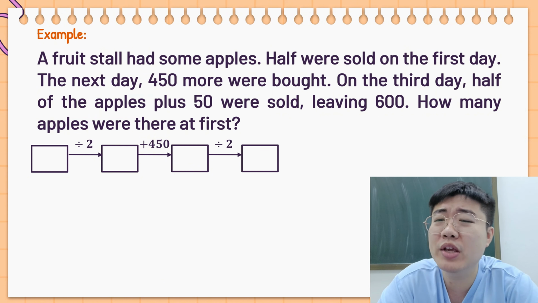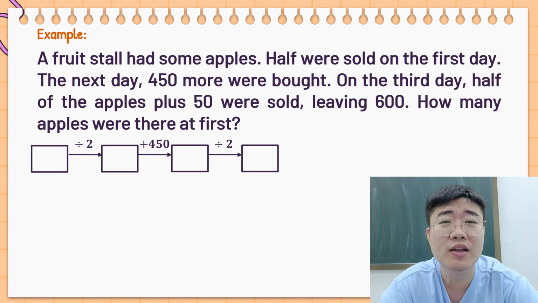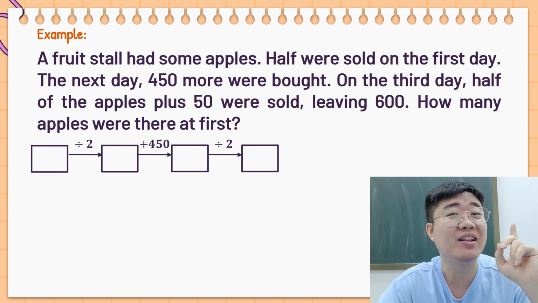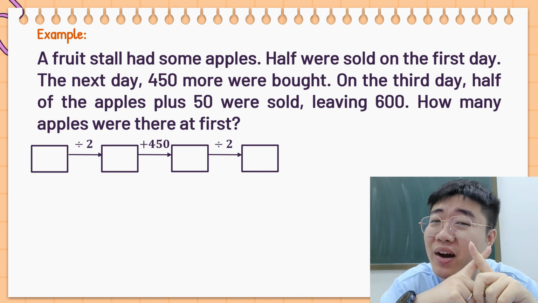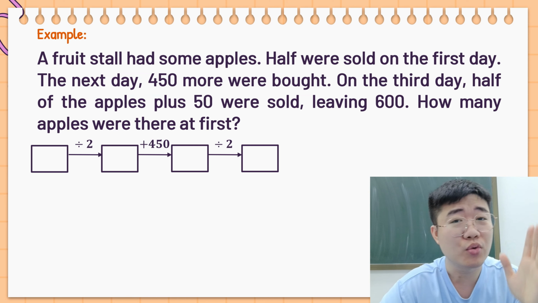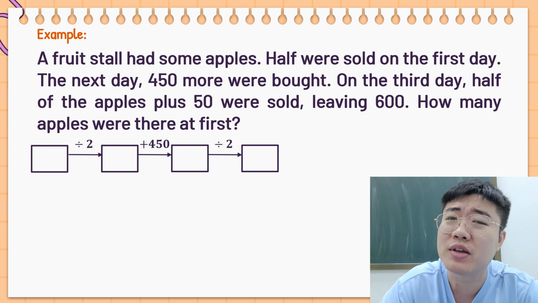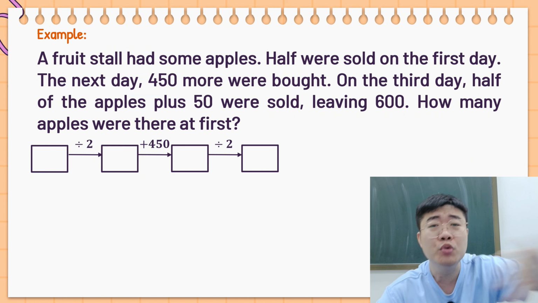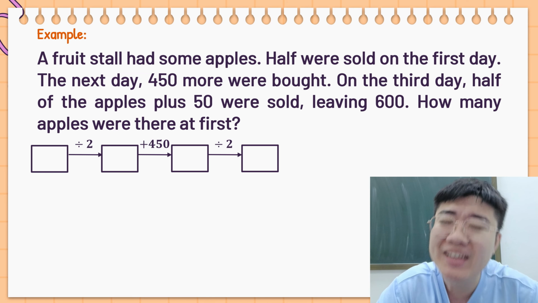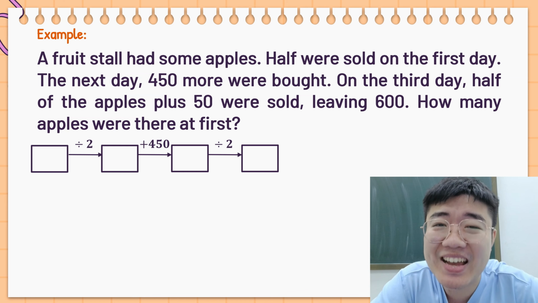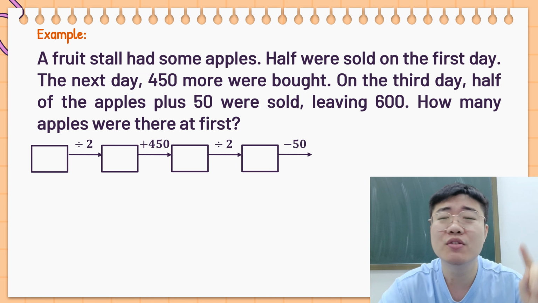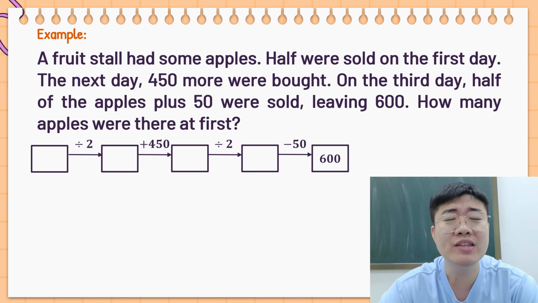Now, here is the tricky part. They say plus 50 were sold. So many of us would think, hey, here I can do plus 50. But let me tell you, that would be wrong. You know why? After selling half of the apples, we sell an additional 50 apples. So another 50 apples were removed from the total. So is the total number more or less than before? Perfect. This is less than before. So this part we have to do minus 50. So the final number is 600.